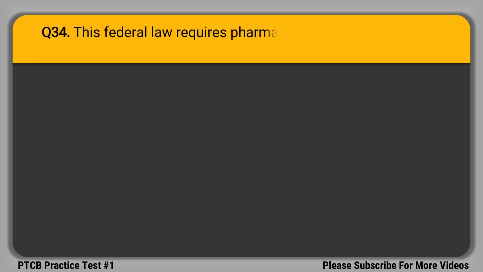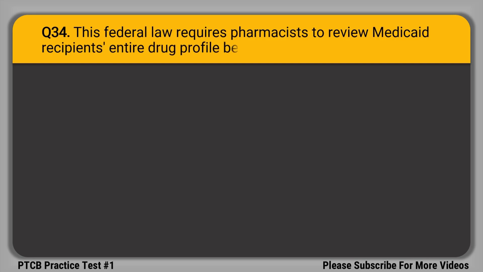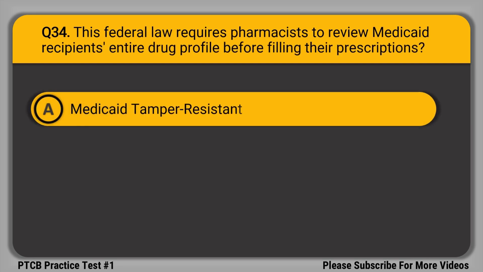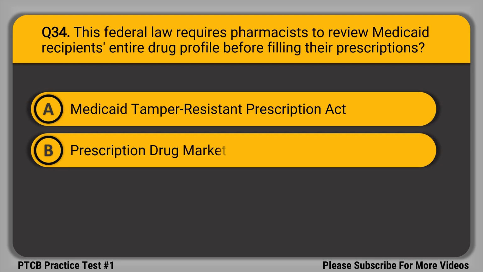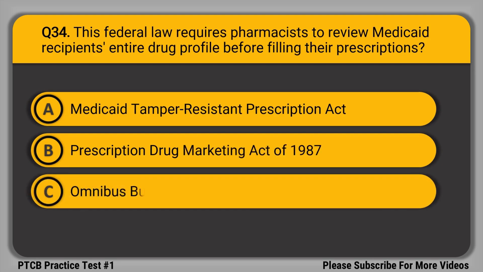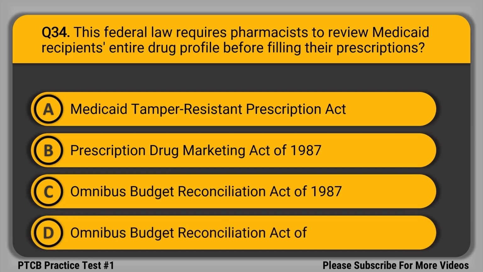Question 34. This federal law requires pharmacists to review Medicaid recipients' entire drug profile before filling their prescriptions. A. Medicaid Tamper-Resistant Prescription Act. B. Prescription Drug Marketing Act of 1987. C. Omnibus Budget Reconciliation Act of 1987. D. Omnibus Budget Reconciliation Act of 1990. D. Omnibus Budget Reconciliation Act of 1990.